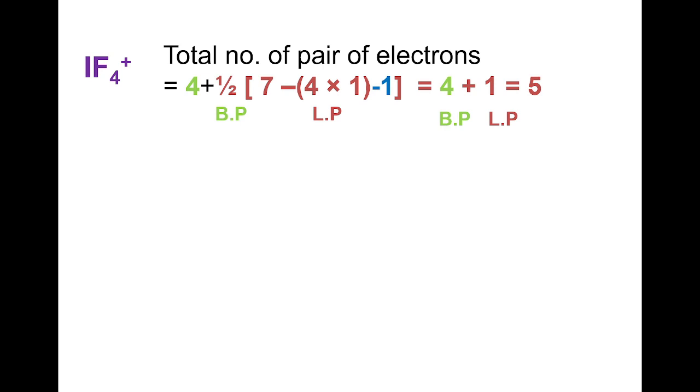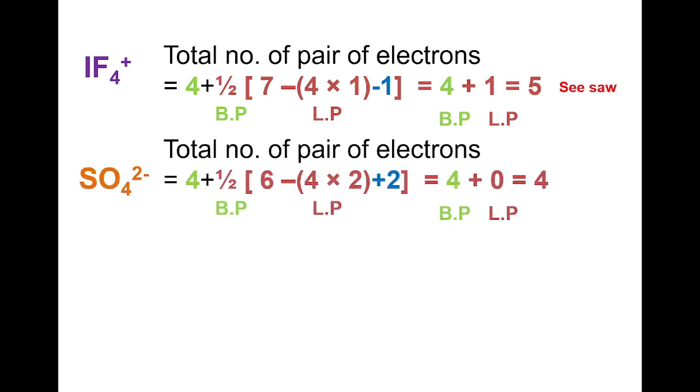So by using the formula, we'll get the total bond pair 4 and total lone pair 1. So the shape will be seesaw. Similarly, if you look at the shape of SO4 2-, the sulfate ion, here sulfur is the central atom and 4 oxygen surround the central atom sulfur. So by calculating, we'll get 4 bond pair and 0 lone pair. So the shape will be tetrahedral.